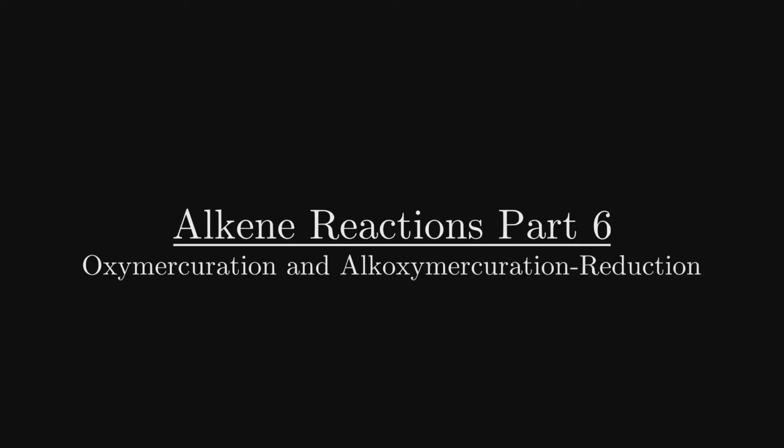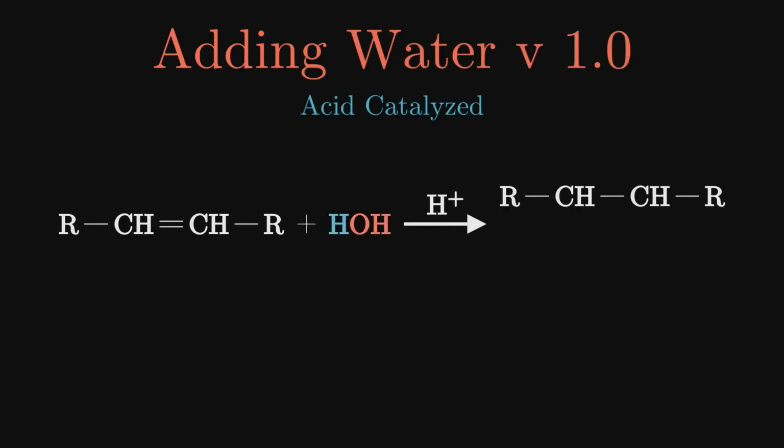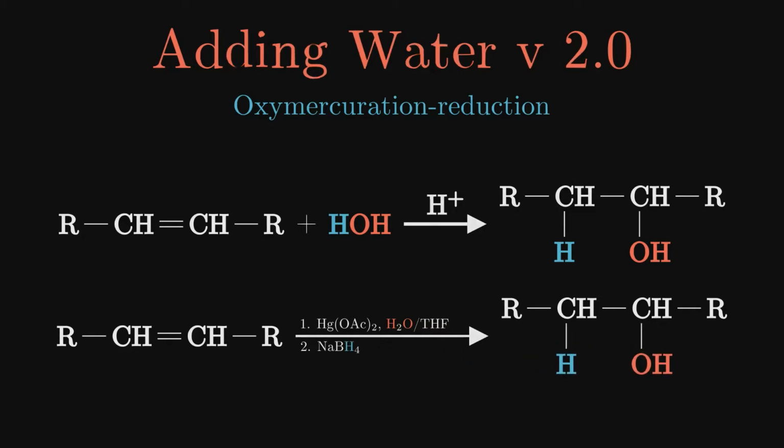Welcome, fellow chemists, to the 6th video on the reactions of the alkenes, where we take a look at oxymercuration and alkoxymercuration-reduction. Where previously acid was used to catalyze the addition of water in the formation of an alcohol, a mercury-based compound will be used this time. You can see that the result is the same, but this method does have the advantage of not exposing the original molecule to acidic conditions.